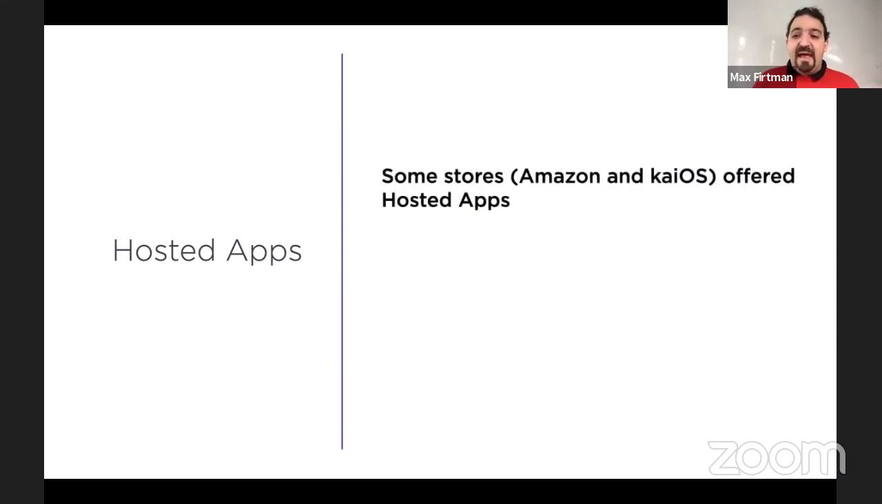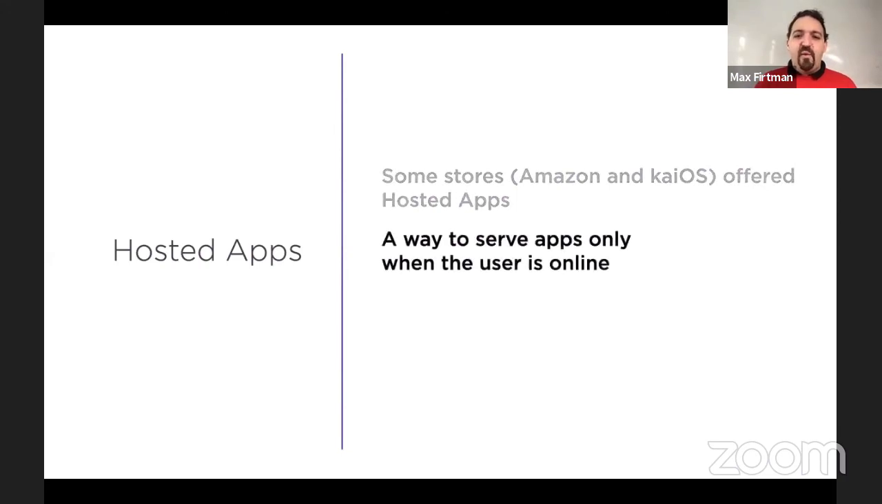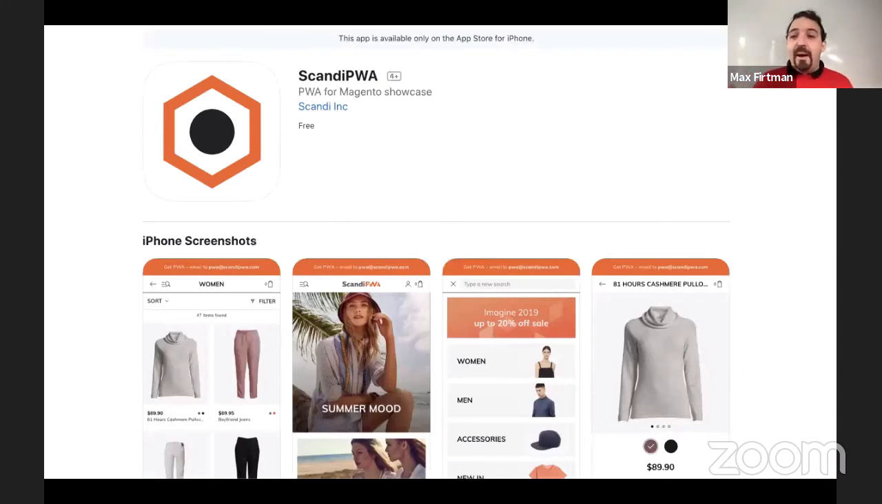Okay, so some examples of these hosted apps are Amazon and KaiOS. They have something known as hosted app. In this case, it's a way to serve apps that can be PWAs, but only when the user is online because there is no service worker. Okay, so you're not shipping the app to the store, just the URL as a PWA, but because there is no service worker, it will work only while online. Just one example to pick one, Scandi PWA. It's on the iPhone store, and it's just a PWA using that technique.